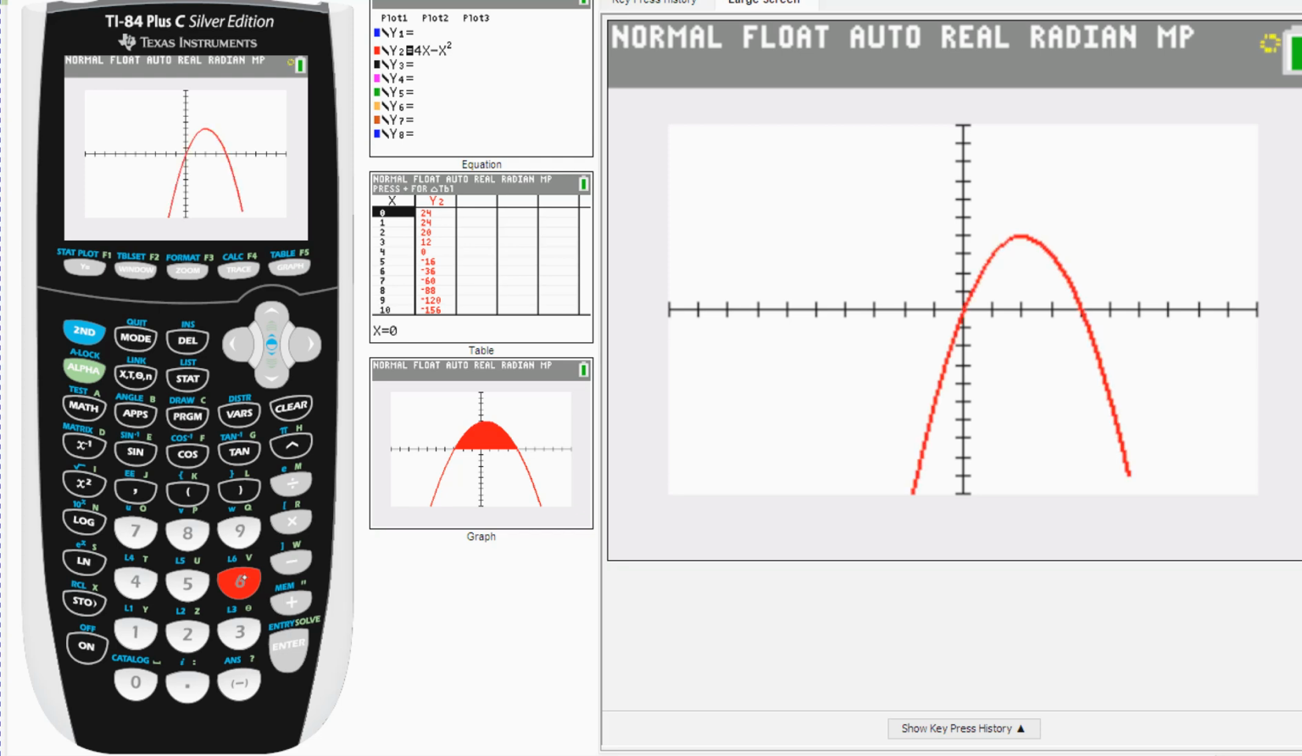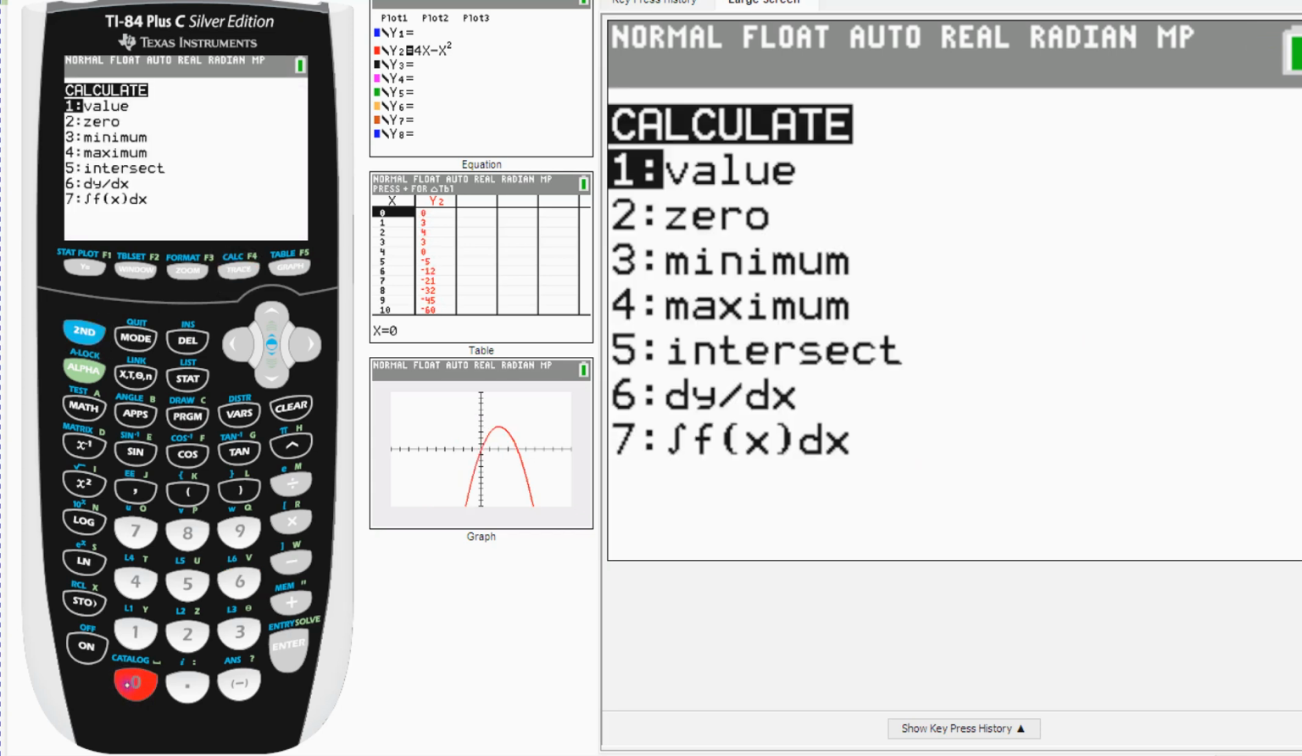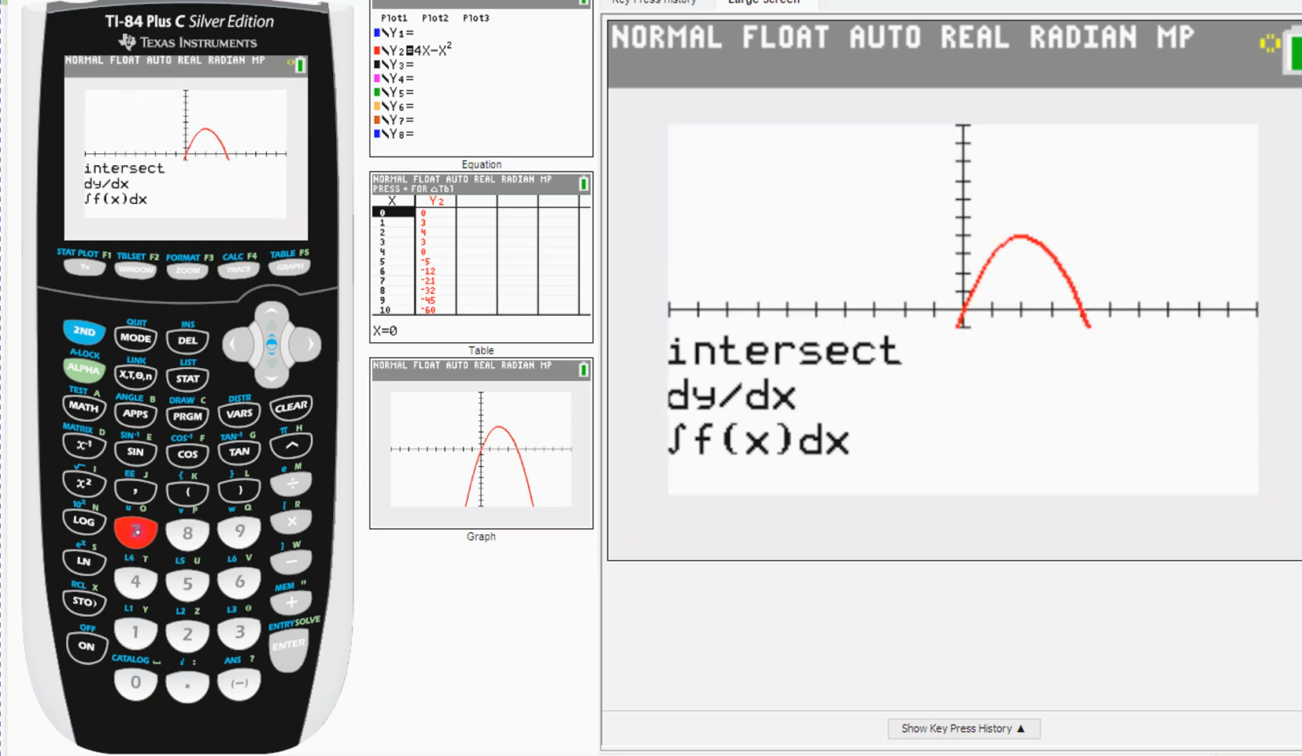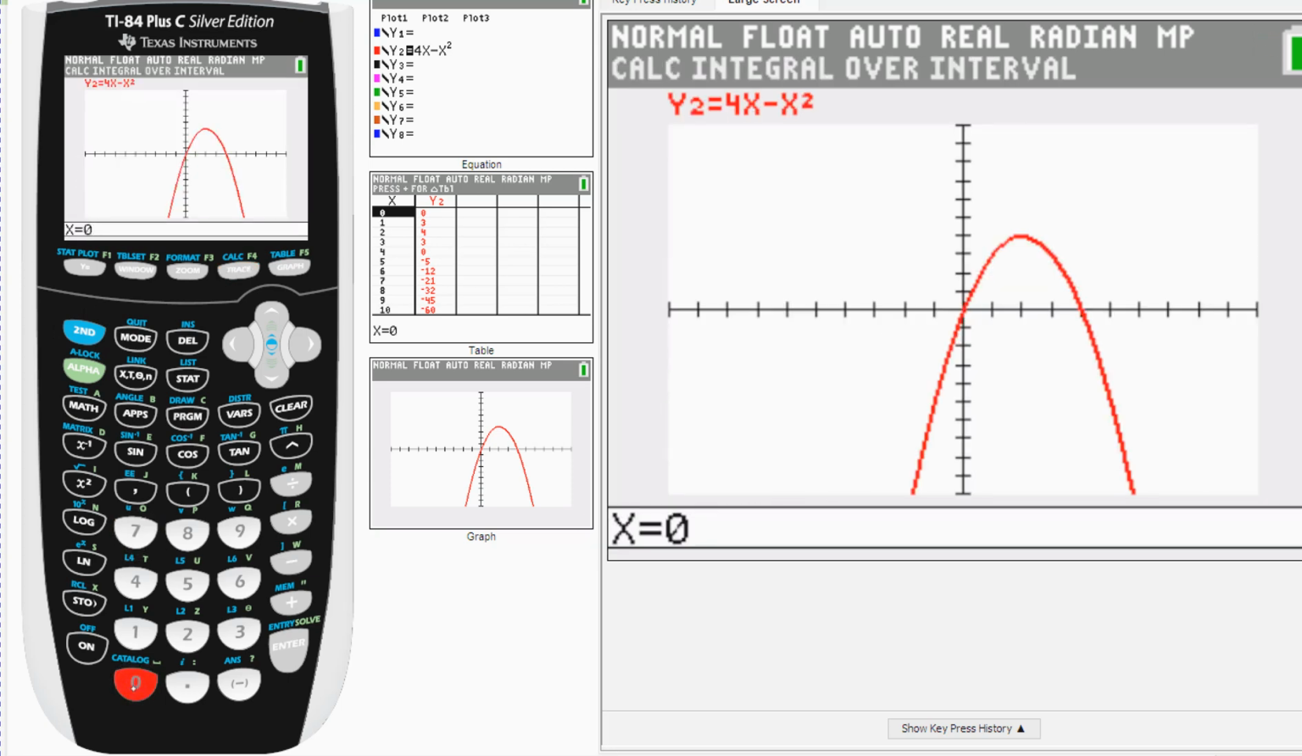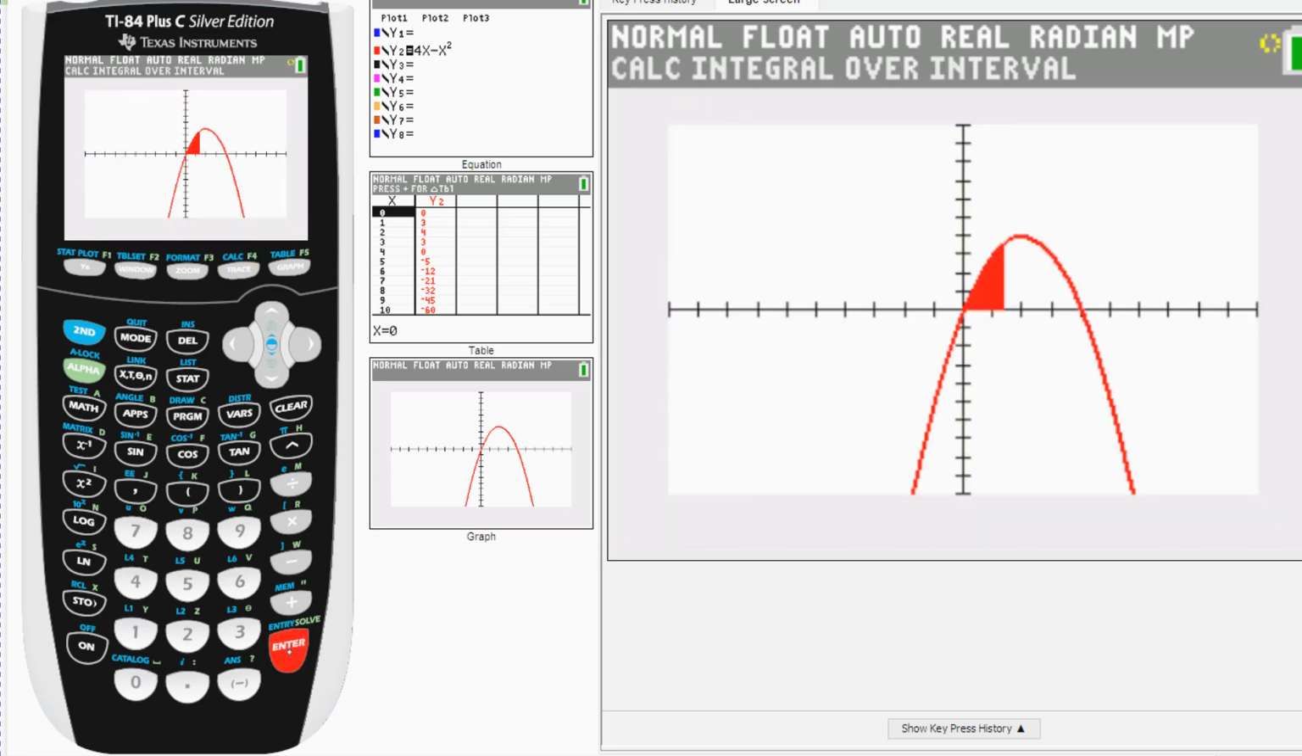Alright, so there's my function. 0 to 4 is this piece where it's all above, so it should come out positive. So I hit second, trace, 7, integrate from 0 to 4. Alright, the area is 10.6666.